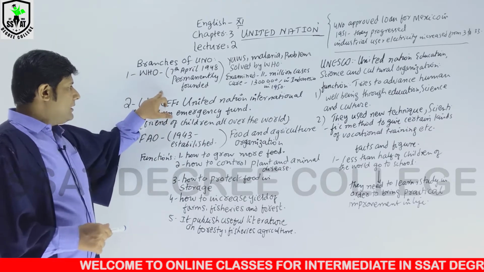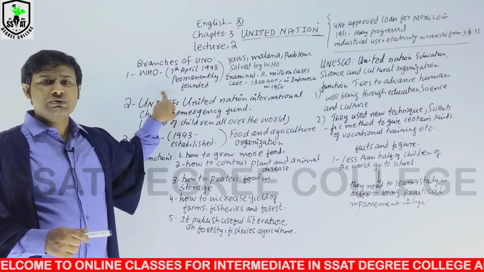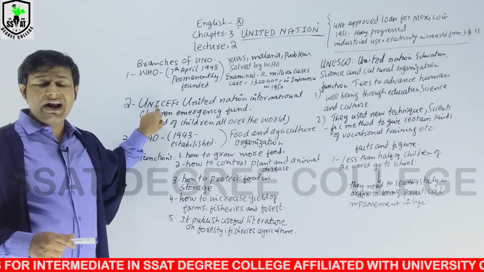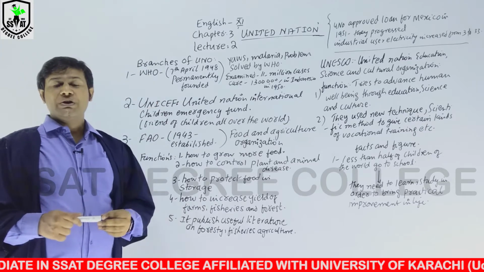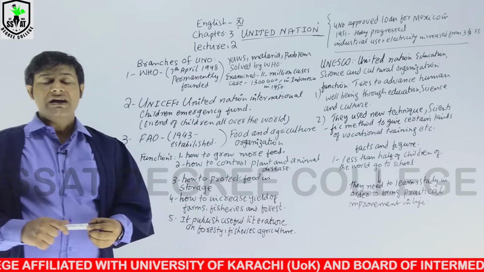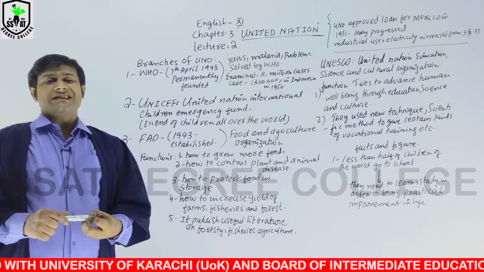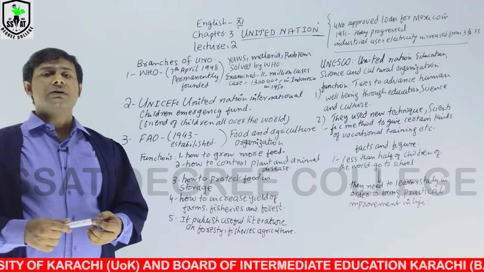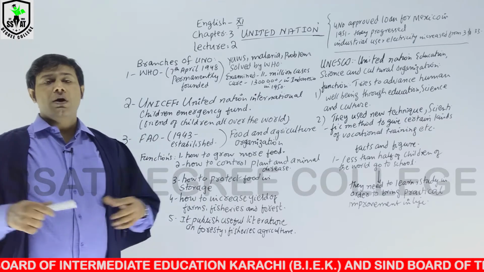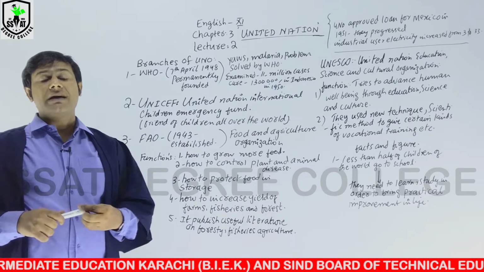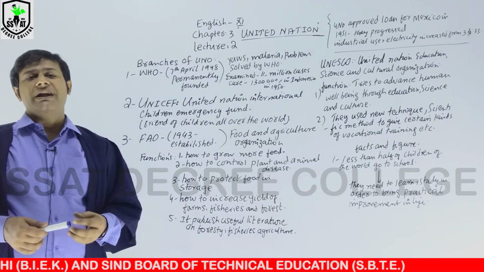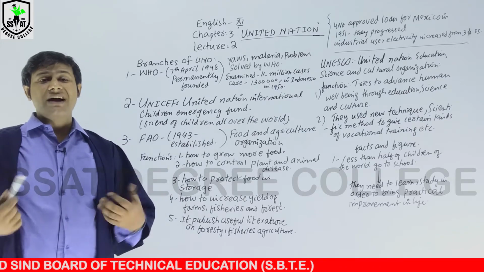Now, the second branch is UNICEF. UNICEF means United Nations International Children Emergency Fund. UNICEF is also known as the friend of children all over the world. UNICEF helps children in study, they solve the basic problems of study and health related issues. UNICEF is working successfully in different parts of the world, even in Pakistan.